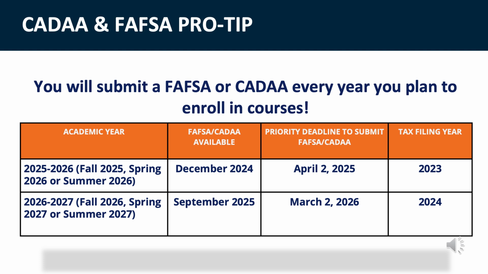You must submit a FAFSA or California DREAM Act application every year you plan on enrolling in courses. As you can see on our screen, whichever application you submit will ask for the tax information from 2 years prior. Be sure to try to submit your applications every year by the priority deadline so that you can be eligible for as much financial aid as is available to you.